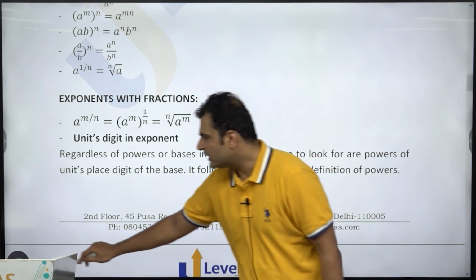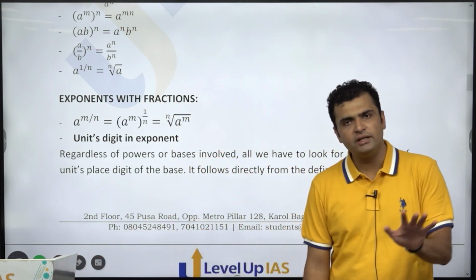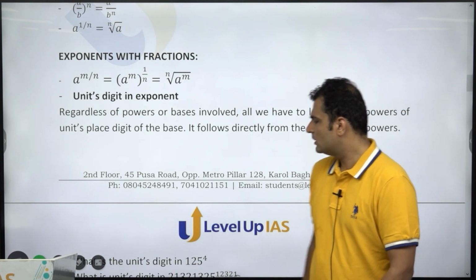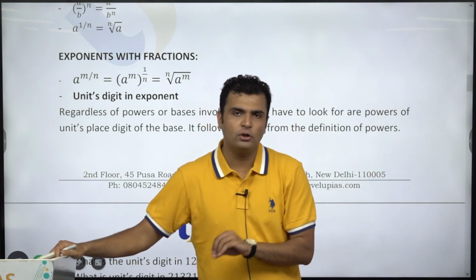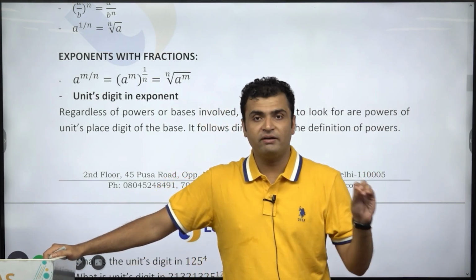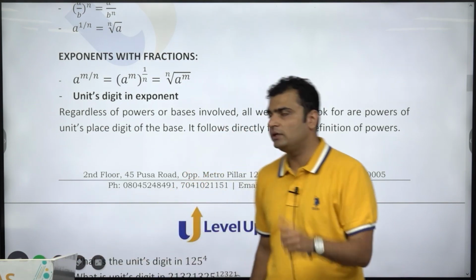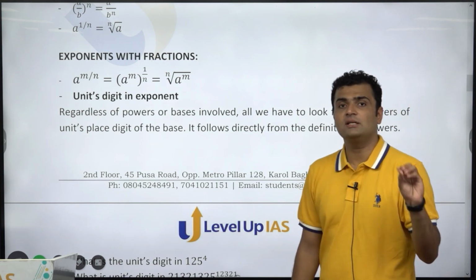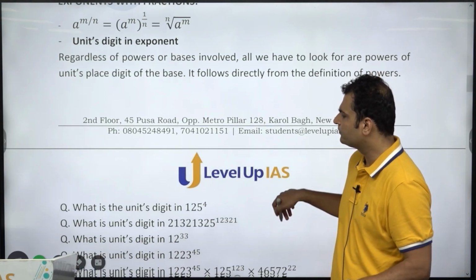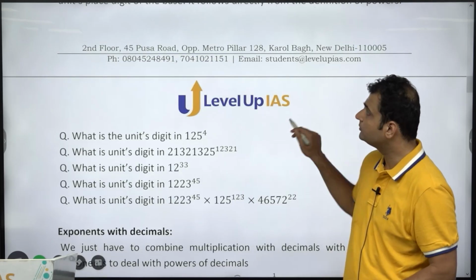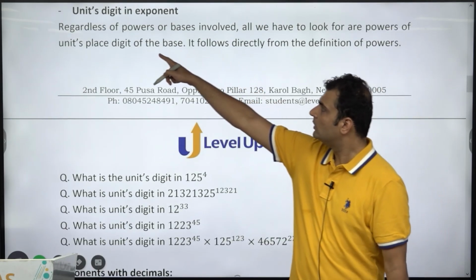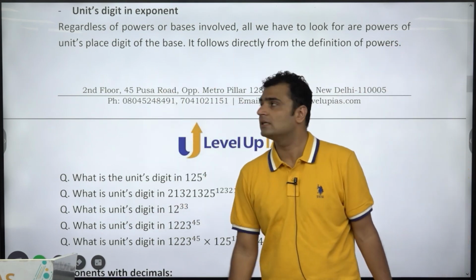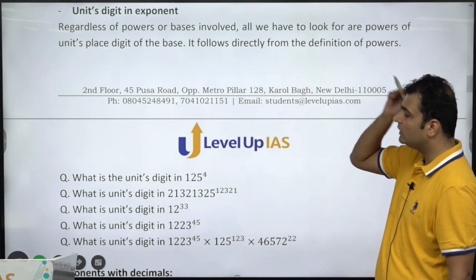Fine. Next, a very important section from which questions are asked every year is the units digit in exponents. It follows absolutely directly from our definition of multiplication that I have just discussed, how the units place of multiplication works. We are only following that. Regardless of the powers or bases involved, all we have to look for is the powers of the units place of the base. It follows directly from the definition of powers.